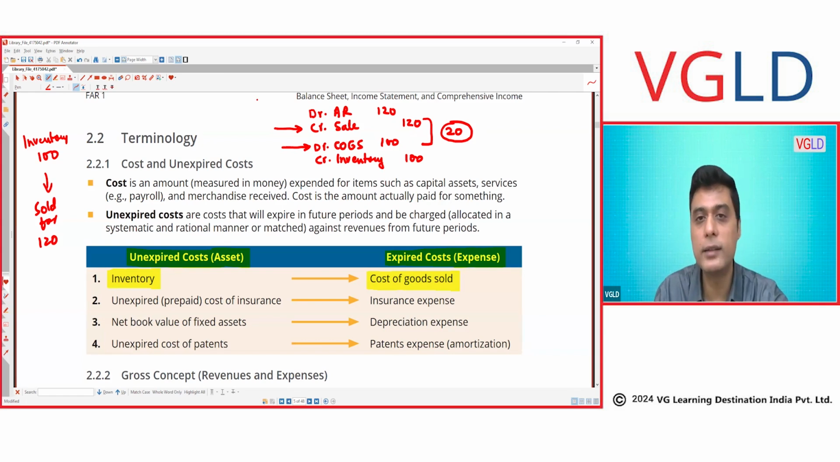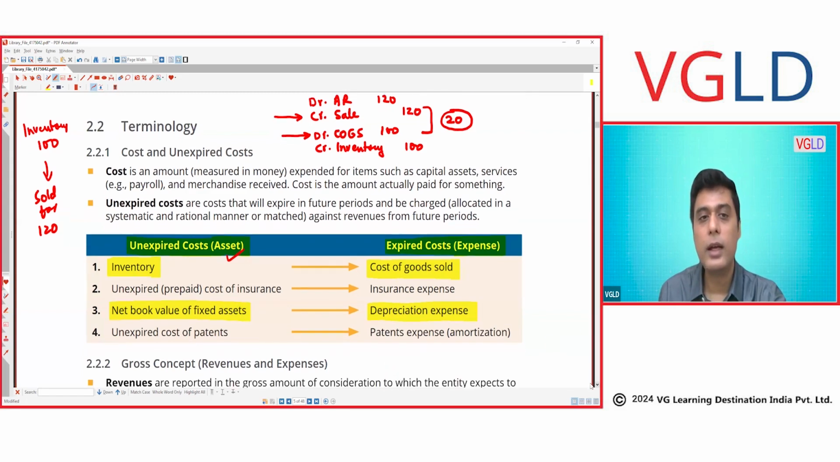Right now, what we are discussing is inventory was part of your balance sheet. It was an asset. It was an unexpired cost. The moment you sold it, you earned revenue, but this unexpired cost became expired cost. Similarly, when you have fixed assets, the net book value of the fixed assets is unexpired cost, and depreciation on that fixed asset is an expired cost.